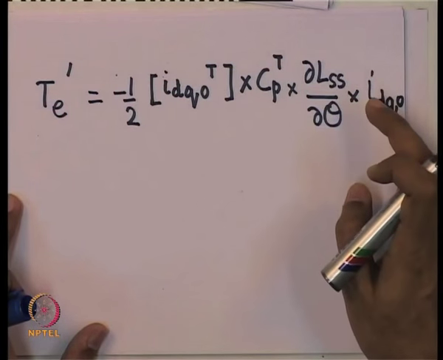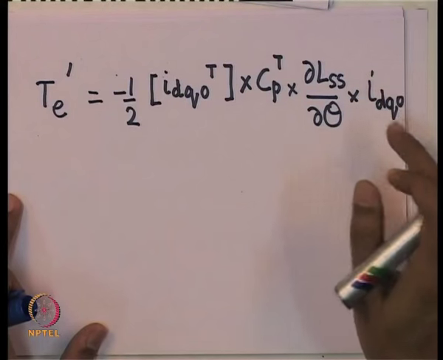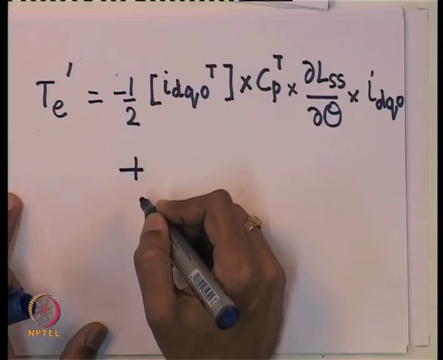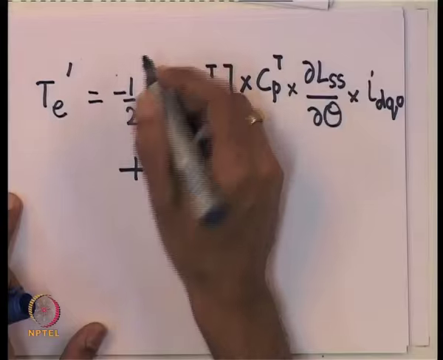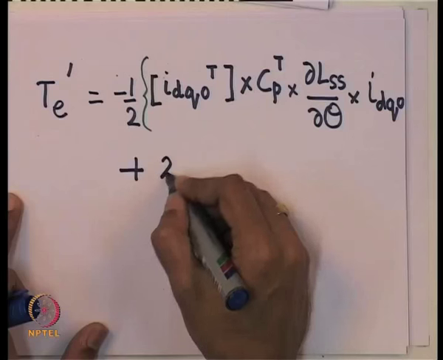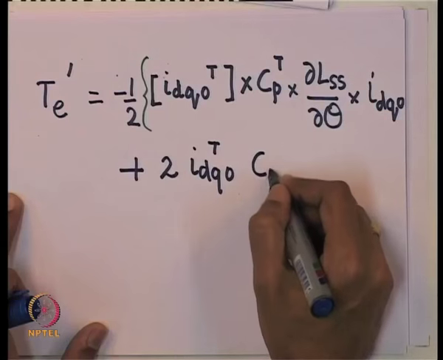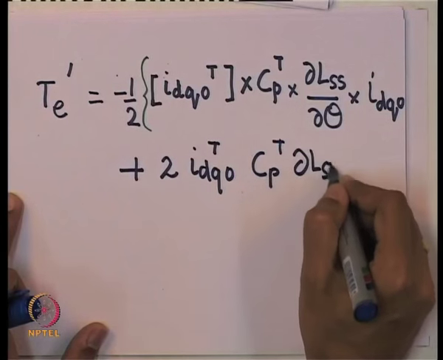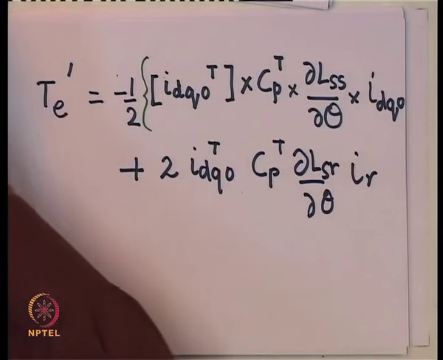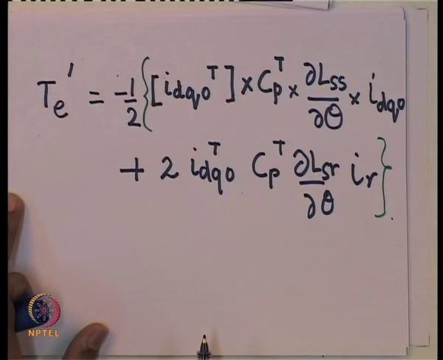Remember, IdQ0 is a column: Id, Iq, and I0. Okay, so this is just a neat way of writing it. Plus, in fact, this is 2 times IdQ0 transpose CP transpose dLSR by d theta into IR. The closing of the curly bracket. Okay. So, what we get is this.